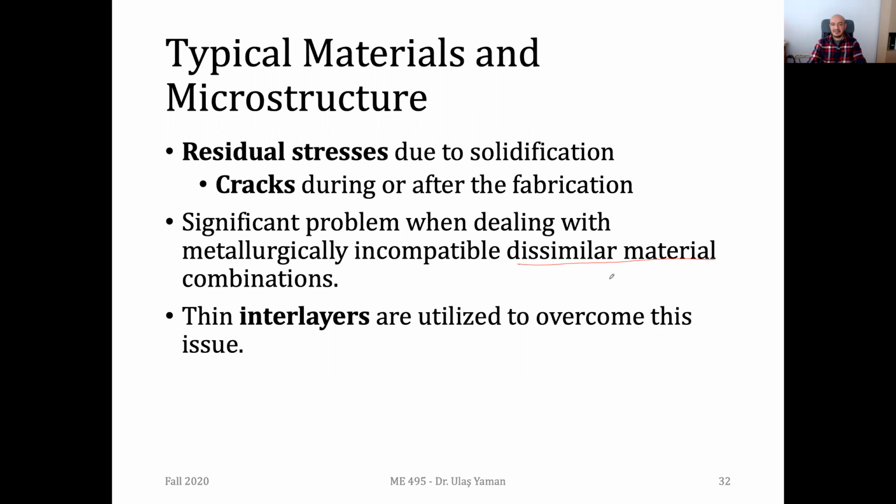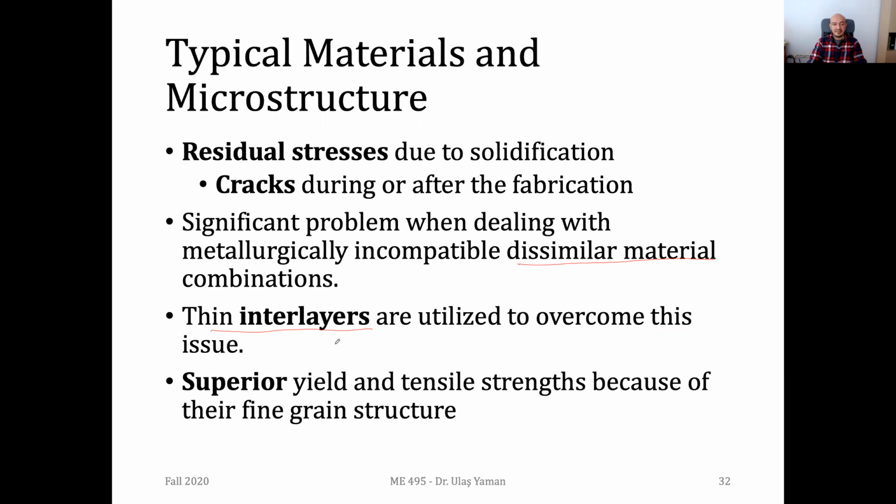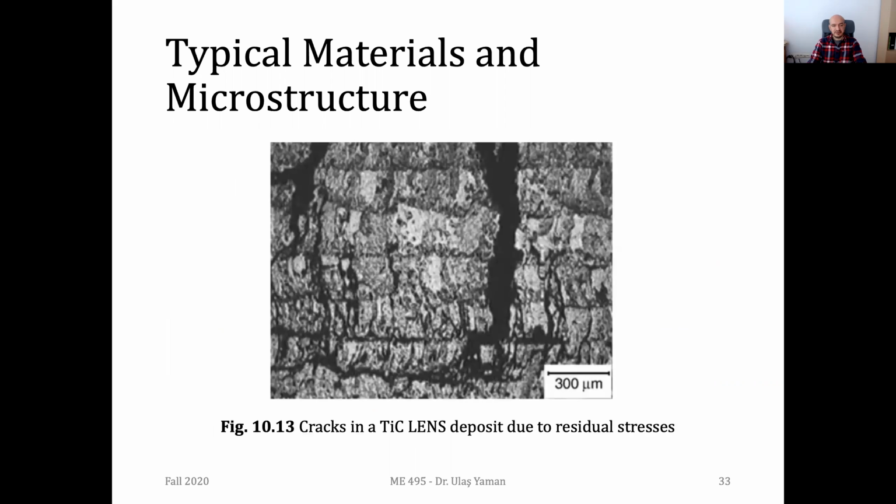And if you are using dissimilar materials, then you may have some thin interlayers, which are compatible with the previous and the upcoming layer. With the help of it, you can try to eliminate the problem between dissimilar materials. And once you have such interlayers, that means you are increasing the bonding between the layers, and with the help of it, your yield and tensile strength will be improved. But the ductility, obviously, since you have tighter, let's say, microstructures, layers, you have worse ductility.